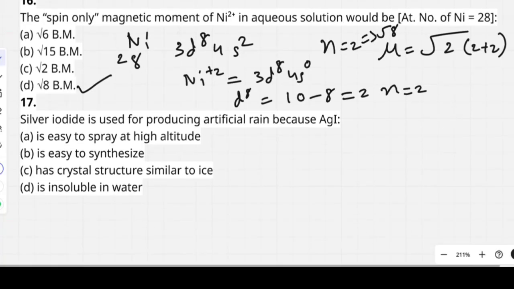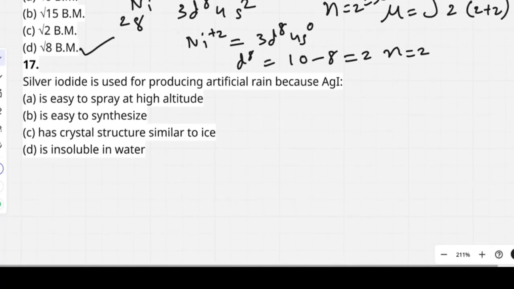Then I move to question number 17. It is a very easy question. Silver iodide is used for producing artificial rain because silver iodide has a crystal structure similar to ice.